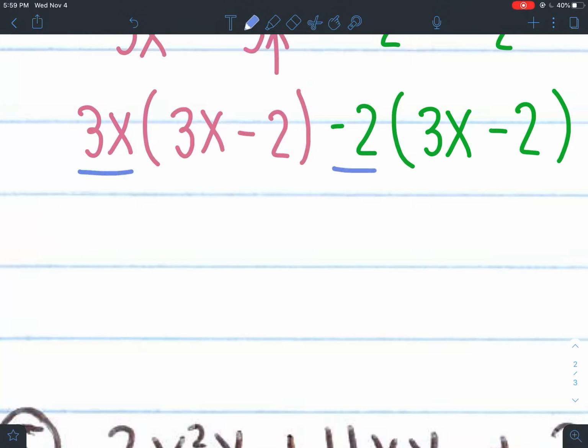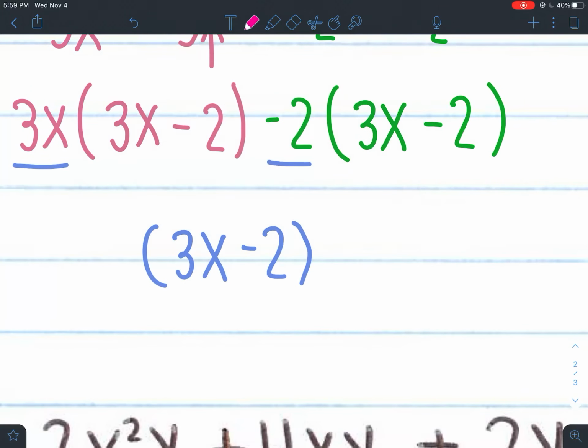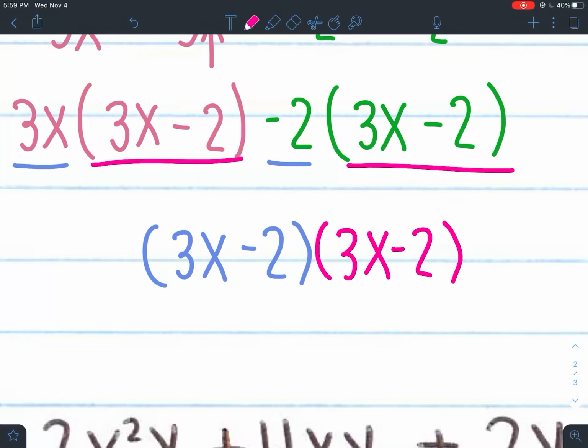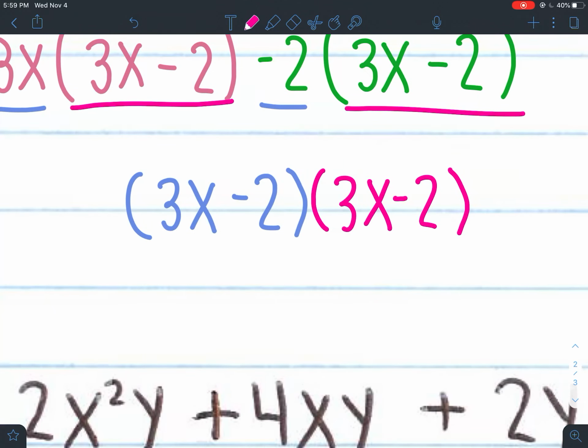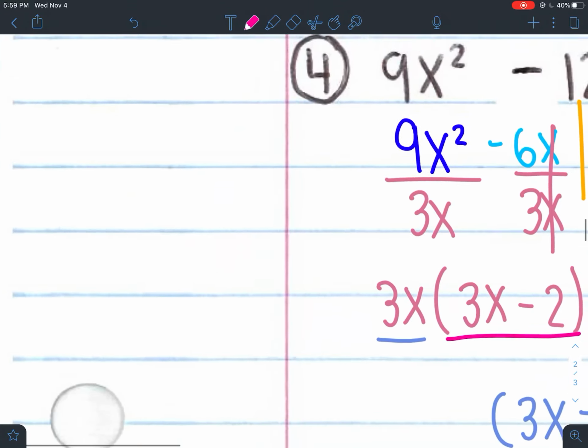So you're going to do your first set of factors. Your first factor set is going to be 3x minus 2. So your first factor is 3x minus 2. And then your second factor is always going to be one of the matching sets, so 3x minus 2. Now, what do you notice about both sets of these parentheses? They're exactly the same thing. We have duplicate factors here.